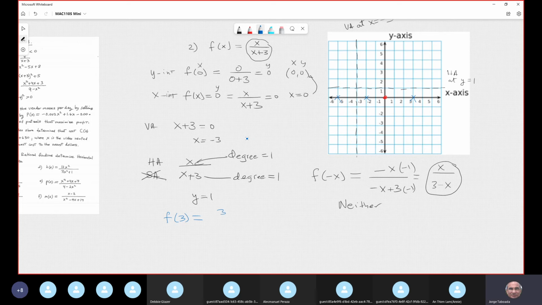It is 3 over 3 plus 3. Oh, 3 plus 3 is 6. And reduced to lowest terms it is 1/2. Therefore, the famous point that we are looking for is 3, 1/2. The point, I suppose, is plotted here. So I understand a little bit. Well, okay, not too much. Let me continue with the negative.